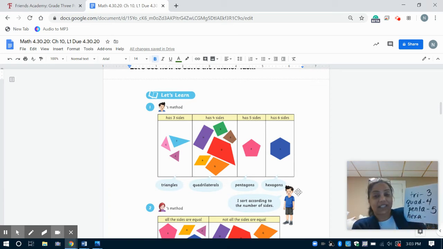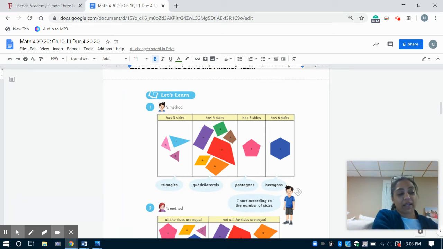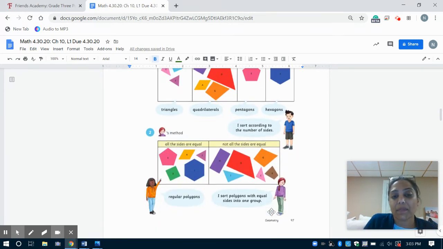Hexa, the prefix means 6. These are just good prefixes to know because they give us clues of how many sides a shape, a polygon, might have. Let's take a look at Penny's method.